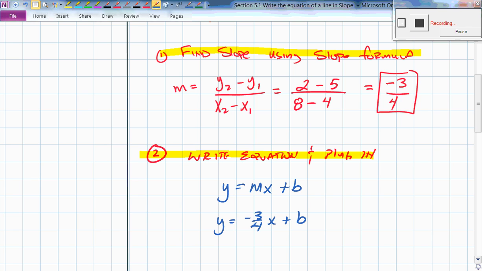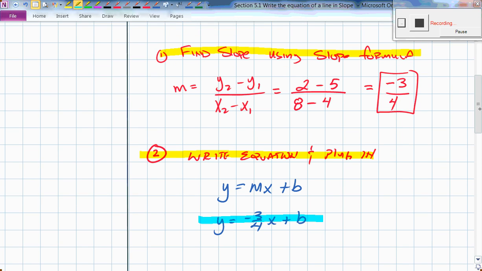Yes? Hello? Talk to me. Okay. Now, there are 3 variables I see in this blue line right here. Can anyone name one of the variables you see? Y. Good. Give me another one. X. Give me another one. B. I have x, y, and b.